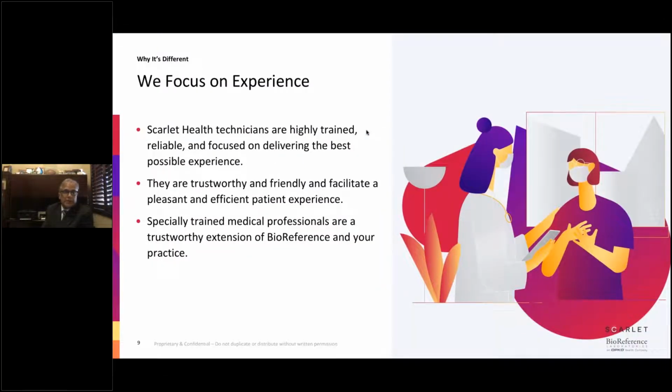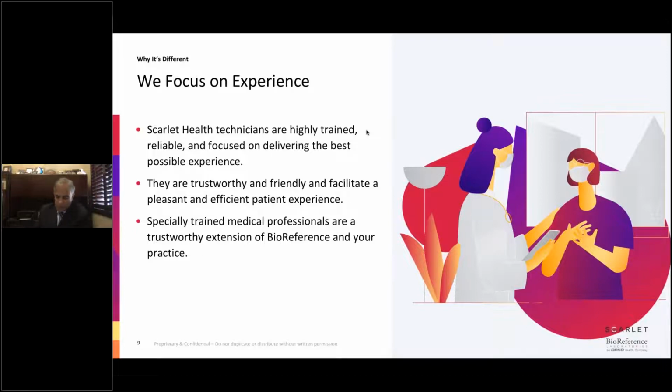We focus on experience. Scarlet Health technicians are highly trained, they're reliable, and focus on delivering the best possible experience. They are trustworthy, they're friendly, and they facilitate a pleasant and efficient patient experience. Specially trained medical professionals are a trustworthy extension of BioReference in your practice. Some more local companies would outsource their health technicians or their phlebotomists. We do not. Our BioReference technicians and phlebotomists go through a highly trained process. They're an extension of our organization, and when patients are allowing them into their home or into a workplace, we want to make sure that they're comfortable with that personnel reaching out to them.